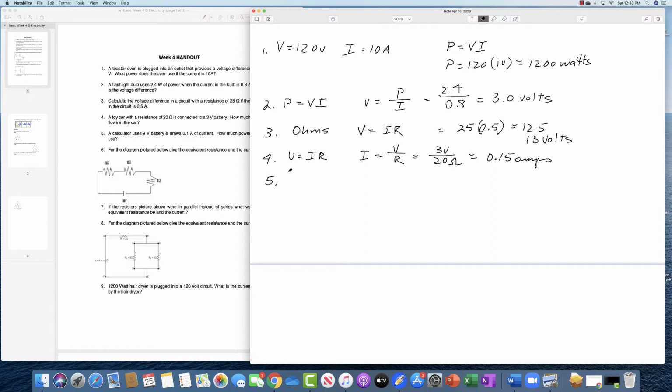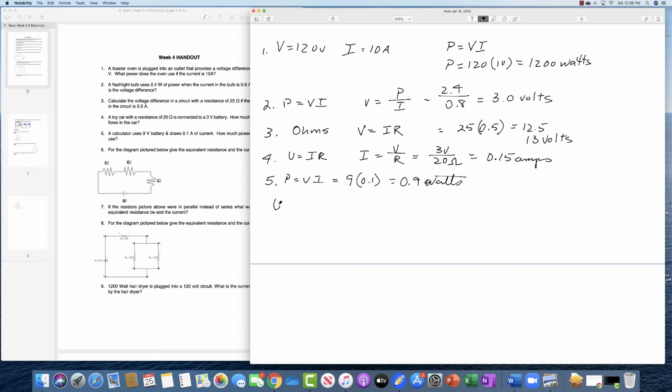Number 5. A calculator uses a 9 volt battery and draws 1/10 of an amp of current. How much power does it use? We go back up here to power. Power is equal to V times I. In this case, 9 times 0.1, or 0.9 watts.